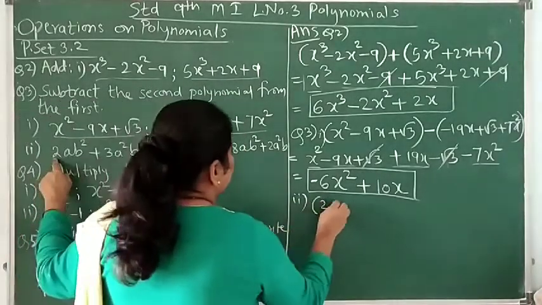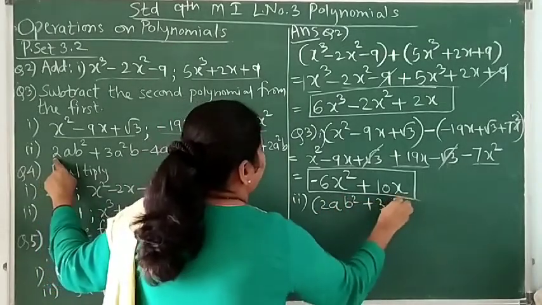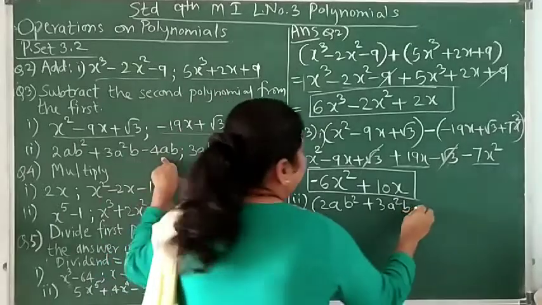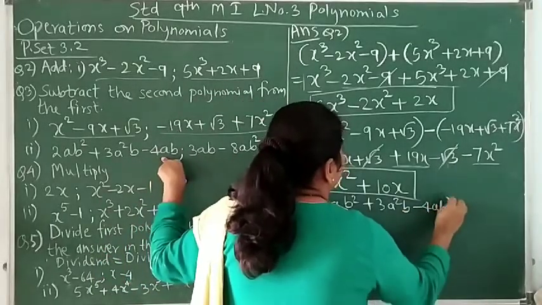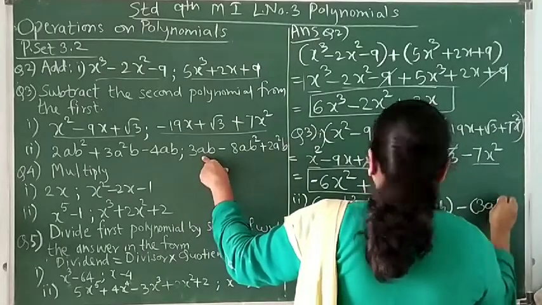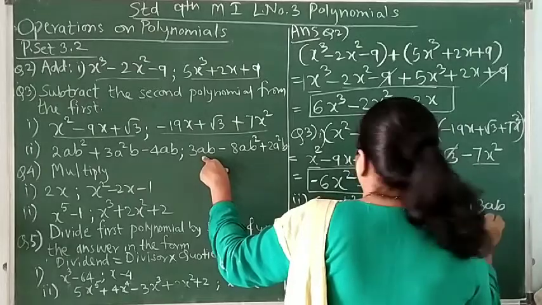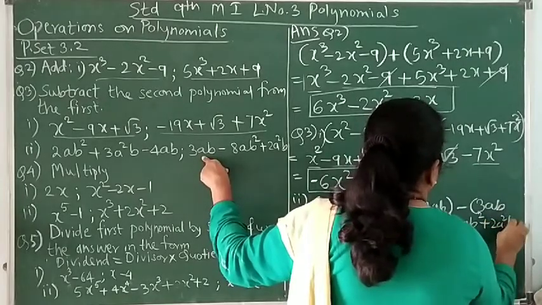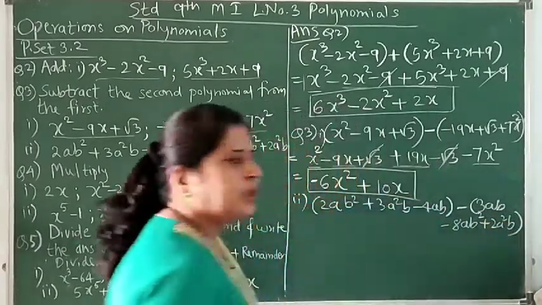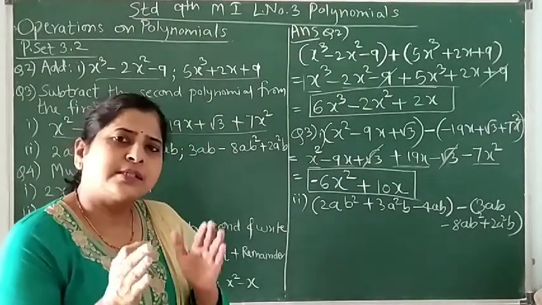In bracket it is 2ab square plus 3a square b minus 4ab, minus, in the other bracket you have to subtract the second, it is 3ab minus 8ab square plus 2a square b. Okay, here we have more than one variable a and b, but it doesn't matter, we are going to solve it the same way.